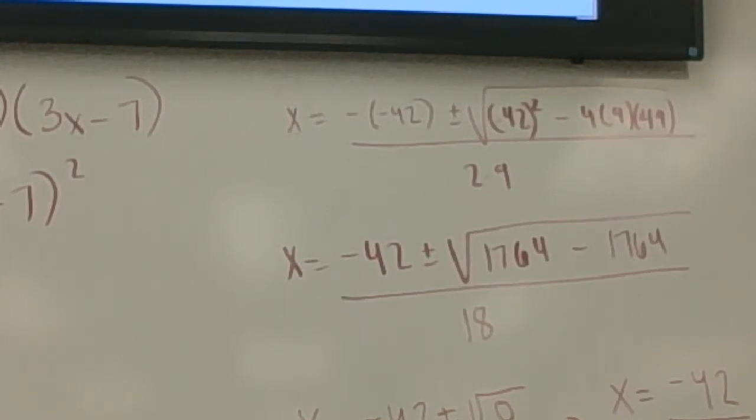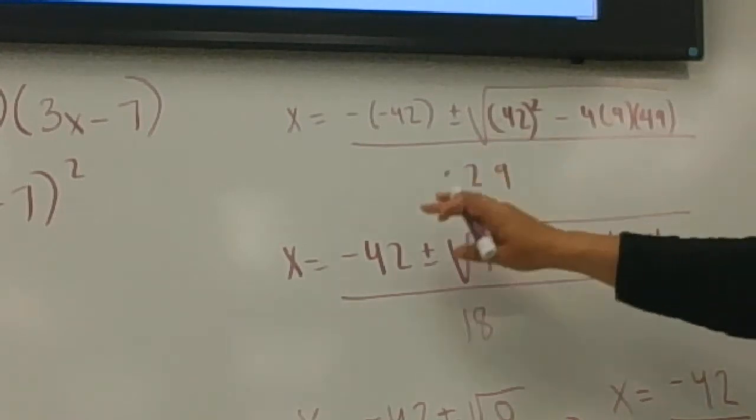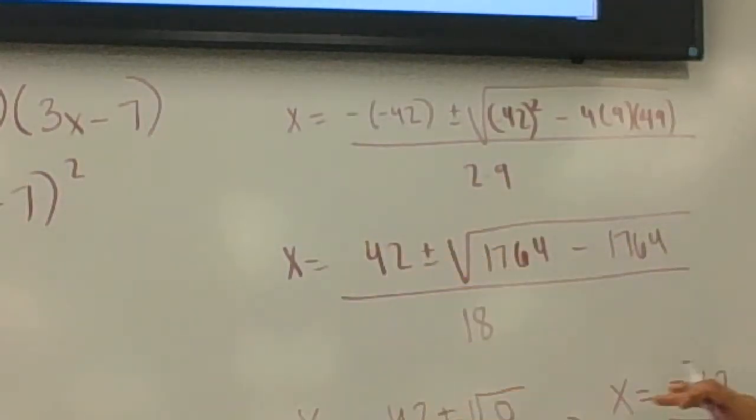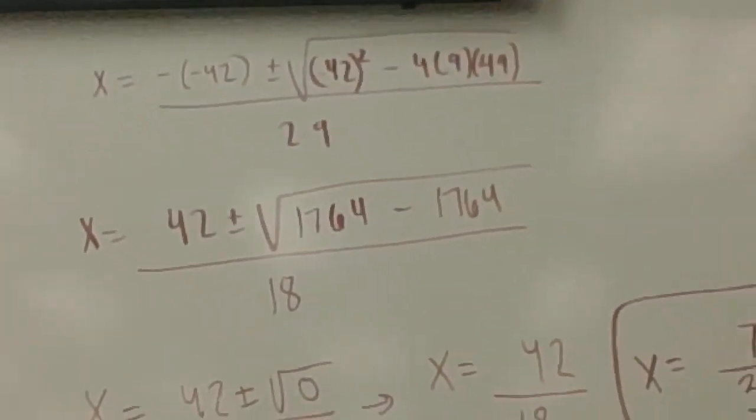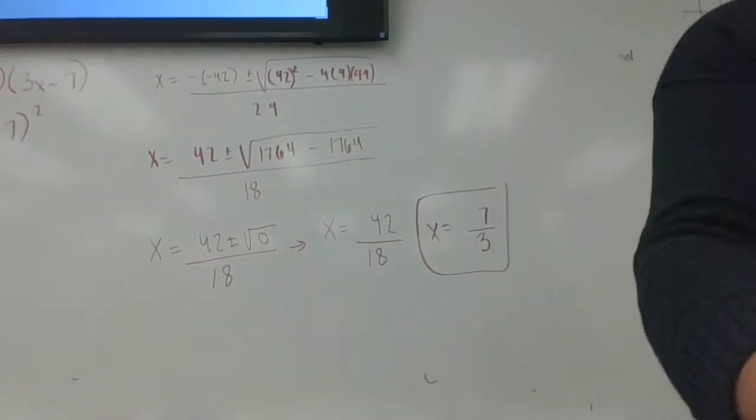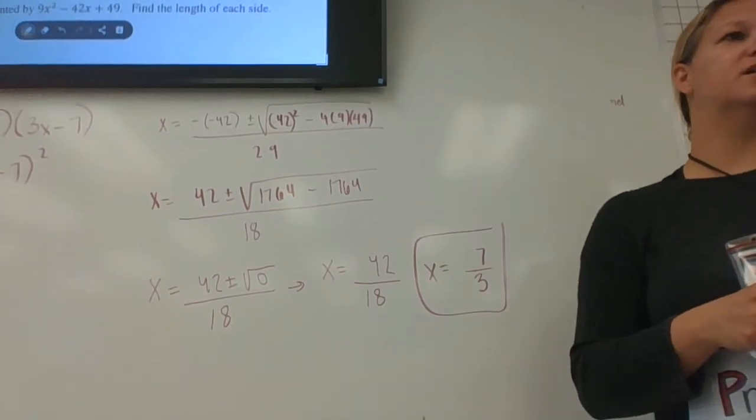Why is it negative? Oh, this is a positive. Alright, so factoring or quadratic formula-ing, you get 7 over 3. Did anybody get 7 over 3 using the formula?